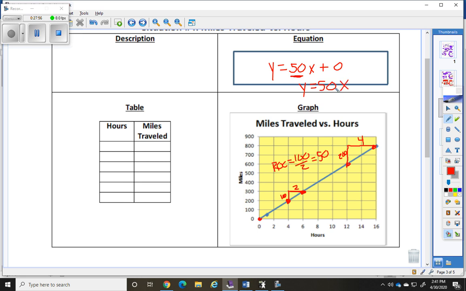Let's look at the titles and the labels on the scale to see if we could make up a description for this. So it's about miles traveled versus the hours. So it seems like the more hours you're driving, the farther you go. That makes sense, right? The longer you're driving, the farther you go. You're driving, obviously, at a constant rate because the line is straight. And we found out that rate of change to be 50. So on a trip that you're taking, maybe on a highway, you were going at a constant rate of 50 miles per hour.